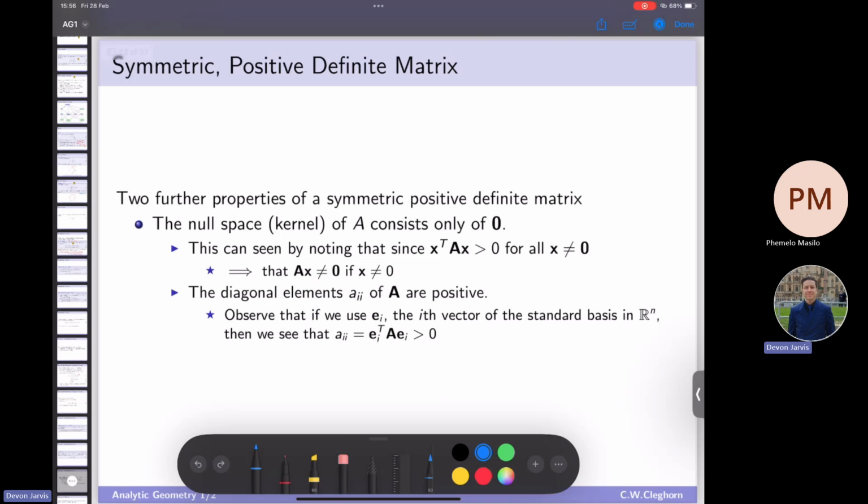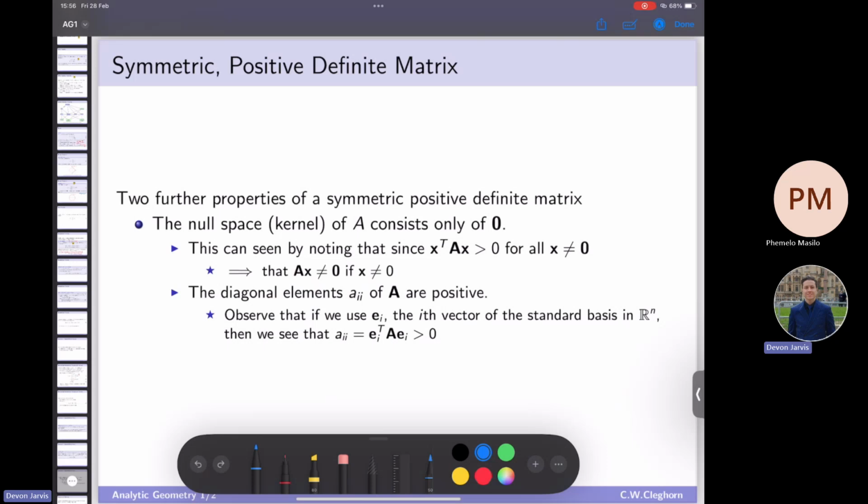So two further properties of a symmetric positive definite matrix: the null space, or the kernel, of A consists only of 0. Again, that's for positive definite. This can be seen by noting that since x^T A x is greater than 0 for all x not equal to 0, this item cannot get mapped to 0, or it can only get mapped to 0 if x itself is 0. So A cannot have a null space such that any nonzero x gets mapped to 0.